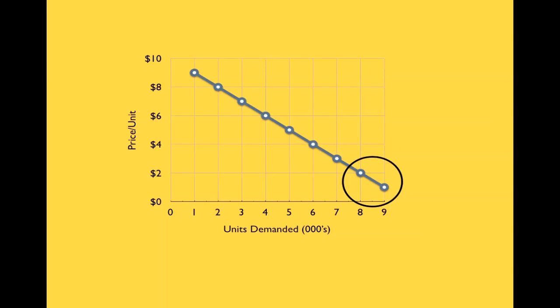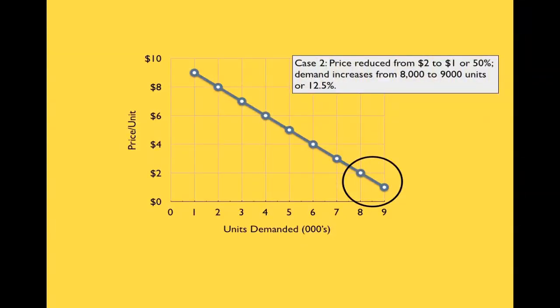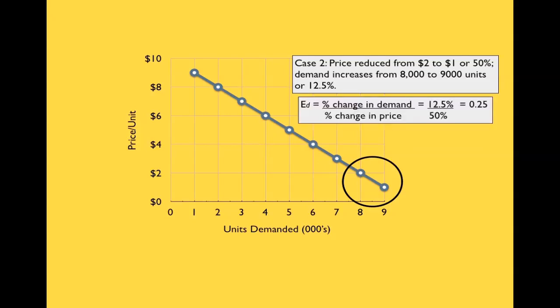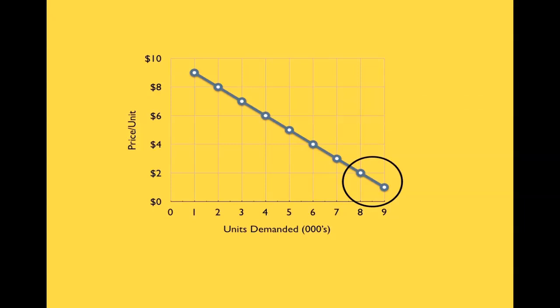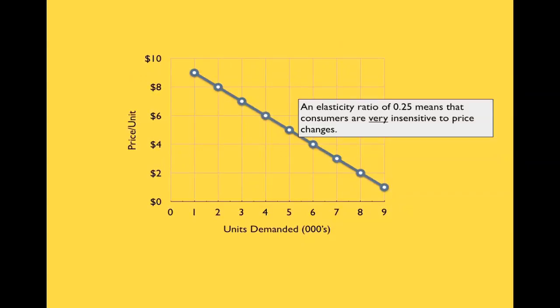Let's look at the second case, case 2. Here we had a 50% decrease in price, but only a 12.5% increase in demand. By the formula, we have an elasticity ratio of 0.25, well below 1.0, so we're going to call this ratio inelastic. It means that consumers will be relatively insensitive to price changes.